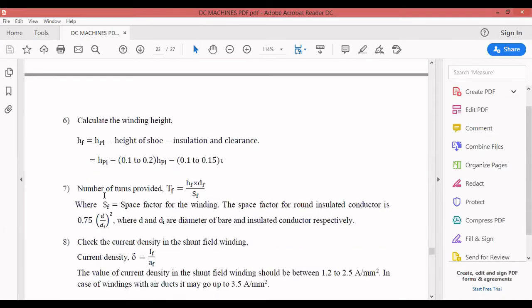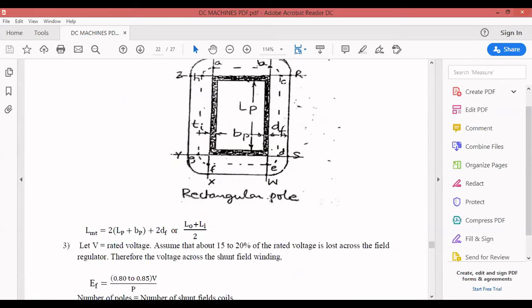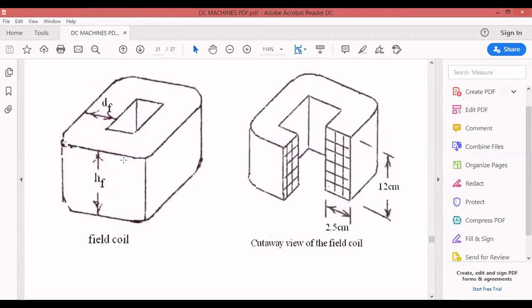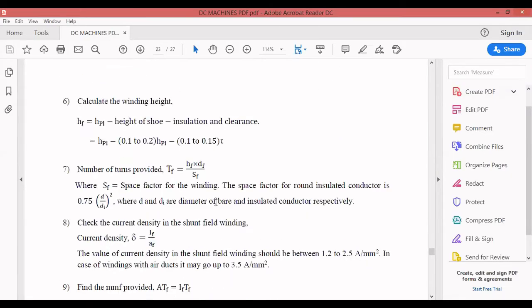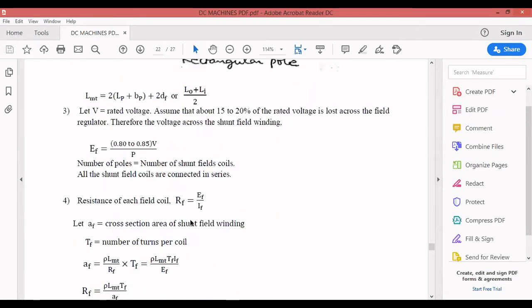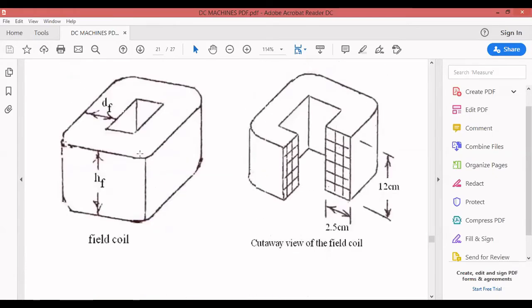Now once again, number of turns provided. You can remember the formula. TF is equal to what? HF into DF divided by SF. What is HF? HF is nothing but the height of the field coil. Going back to the figure here, HF is the height of the field coil. DF is the depth of the field coil. And SF is the space factor for winding. Space factor for winding means you are going to take this surface area.